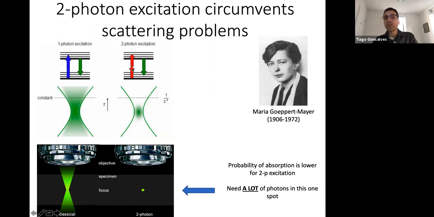Now the problem is that these photons need to align along the dipole, the excitation dipole of your fluorophore. So basically here we're playing a numbers game. You do this optical sectioning because you only have excitation at your focal point, because it's the only spot where you actually have enough photons.